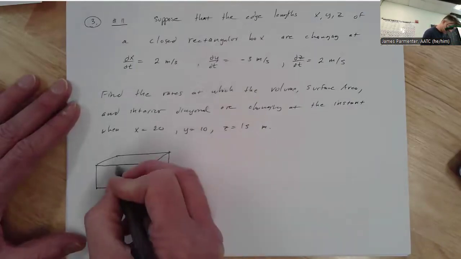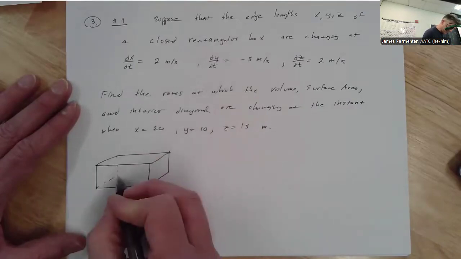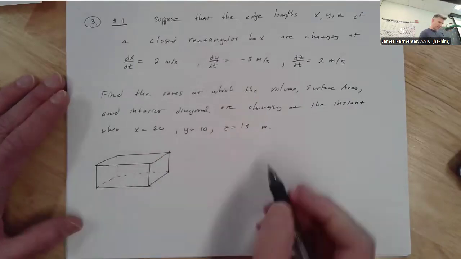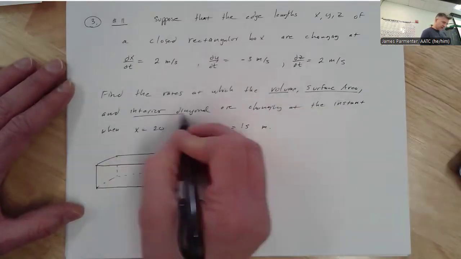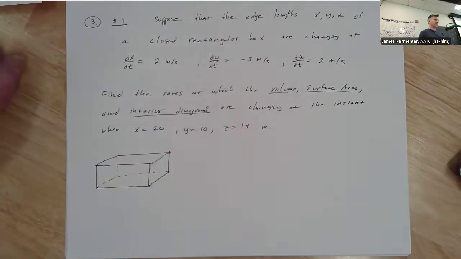Question to think about, not to answer. Of the things we're asked to find how they're changing, the volume, surface area, and interior diagonal, for which of those does it matter that it's a closed top box? Does the volume care about it being a closed top box? No, the volume's the same whether or not you put the top on. How about the surface area? Yes, definitely the surface area. Having a lid makes a difference in how much area the box is taking up. And the interior diagonal would not matter.